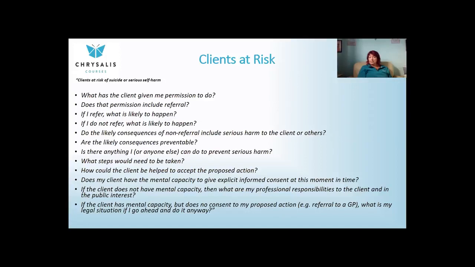Does my client have the mental capacity to give explicit informed consent at this moment in time? If the client does not have mental capacity, then what are my professional responsibilities to the client and in the public interest? If the client has mental capacity but does not consent to my proposed action, what is the legal situation if I go ahead and do it anyway? So that probably seems like an awful lot to think about.